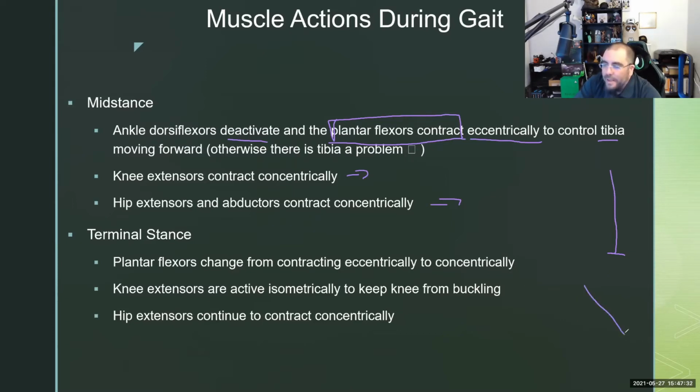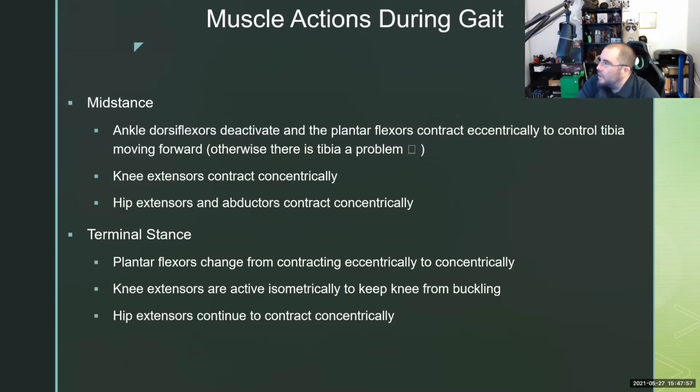My leg's back here now, right? My plantar flexors change from eccentric to concentric to pull my foot up so that I can eventually lift it off. The knee extensors are holding tight. They're saying, nope, my knee's not going to buckle. I'm not going to go into hyperextension. And then my hip extensors, my butt muscles, are contracting to pull that leg backwards.